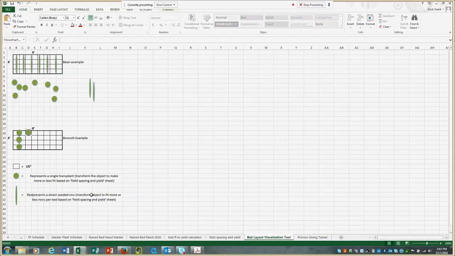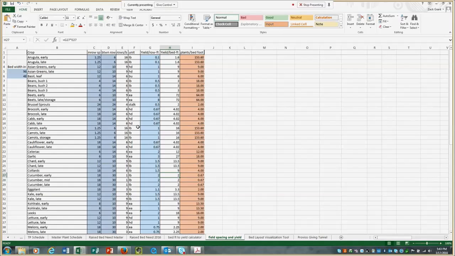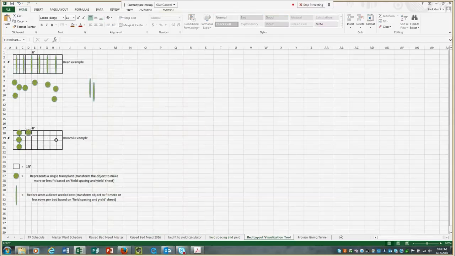So that's what the circle represents, a single transplant. So for broccoli, if I go back to the field and spacing, I know that I should be able to fit 6 rows per bed, or 4 plants per bed foot. So when I look at the bed visualization tool, 4 plants per bed foot, that's pretty close. It looks like I'm actually only able to fit 3.